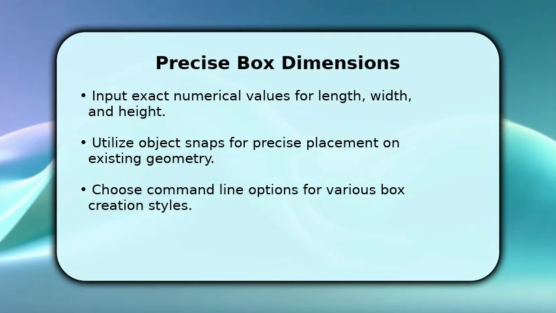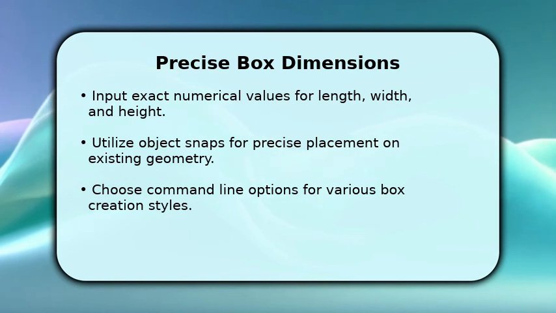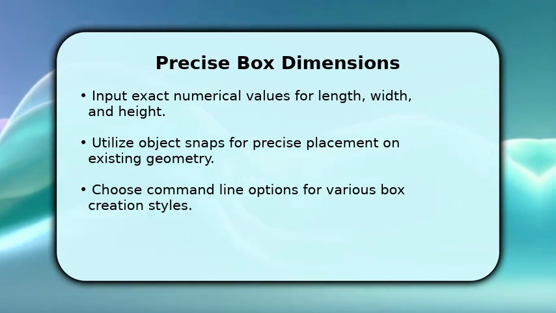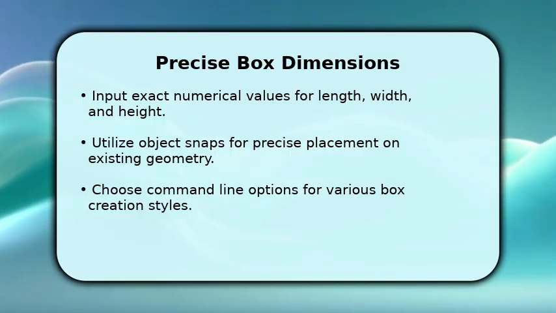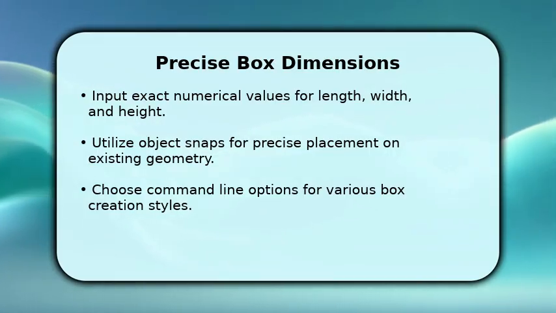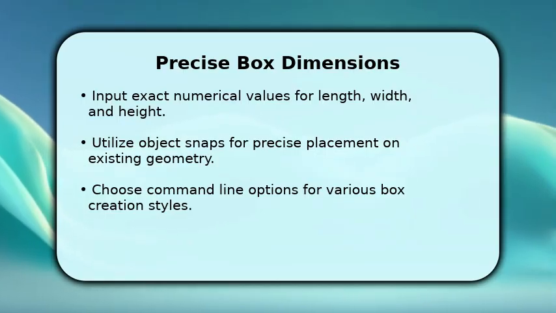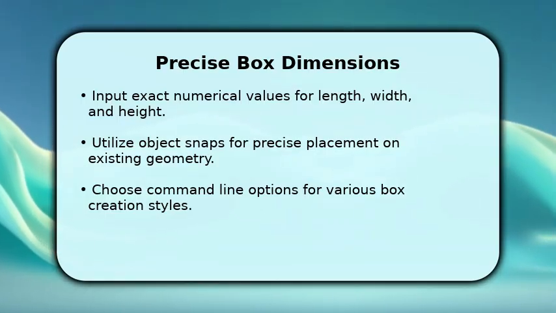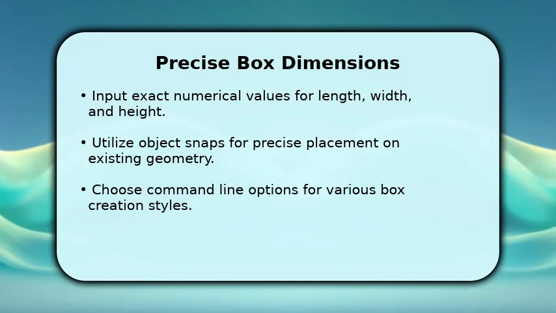Achieving precise dimensions for your box is straightforward. After initiating the box command, you can type in exact numerical values for the length, width, and height directly into the command line. Furthermore, leverage Rhino's powerful object snaps to accurately align your box with existing geometry, ensuring perfect fit and placement. You can also select different creation methods, such as defining the box from a 2-point diagonal, or by specifying 3 points for its base.